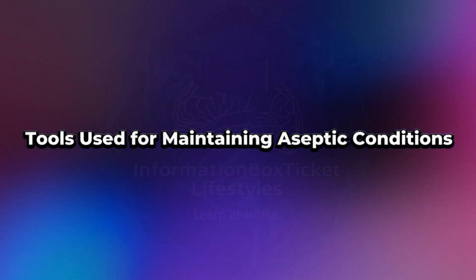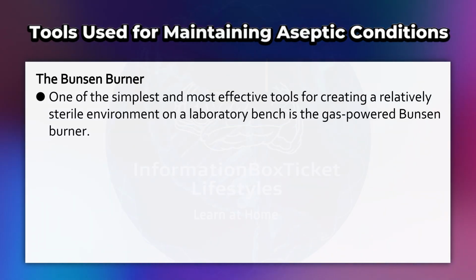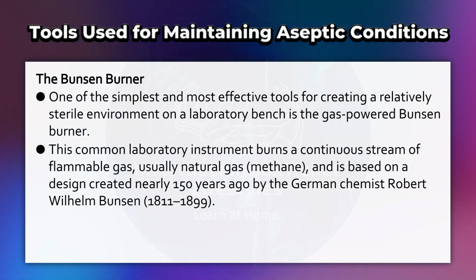Tools used for maintaining aseptic conditions. The Bunsen burner. One of the simplest and most effective tools for creating a relatively sterile environment on a laboratory bench is the gas-powered Bunsen burner. This common laboratory instrument burns a continuous stream of flammable gas, usually natural gas, methane, and is based on a design created nearly 150 years ago by the German chemist Robert Wilhelm Bunsen, 1811 to 1899.